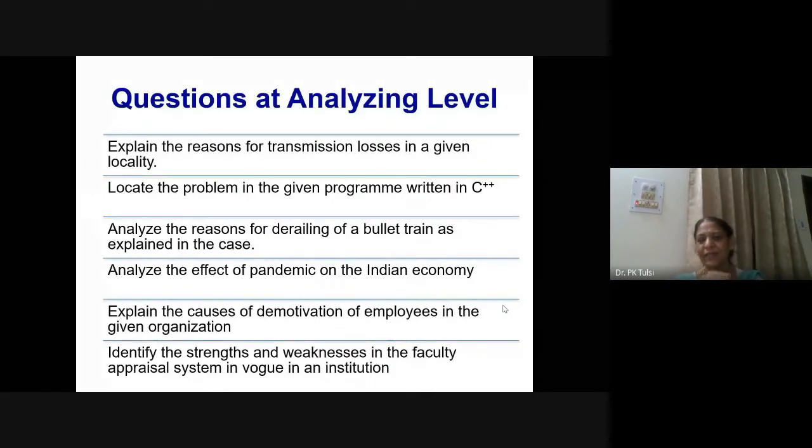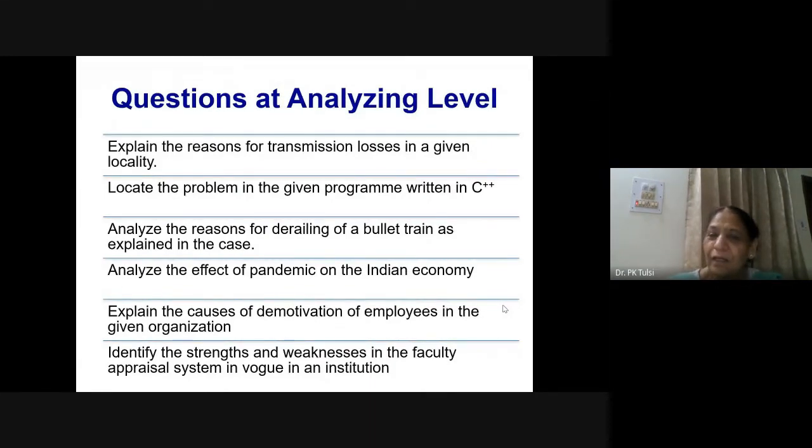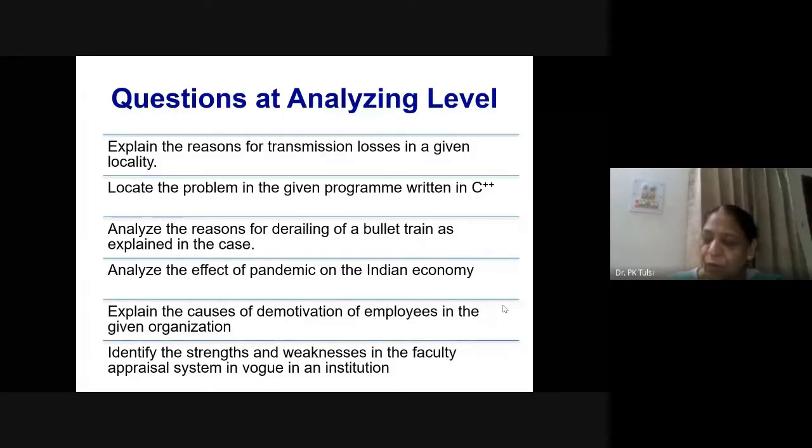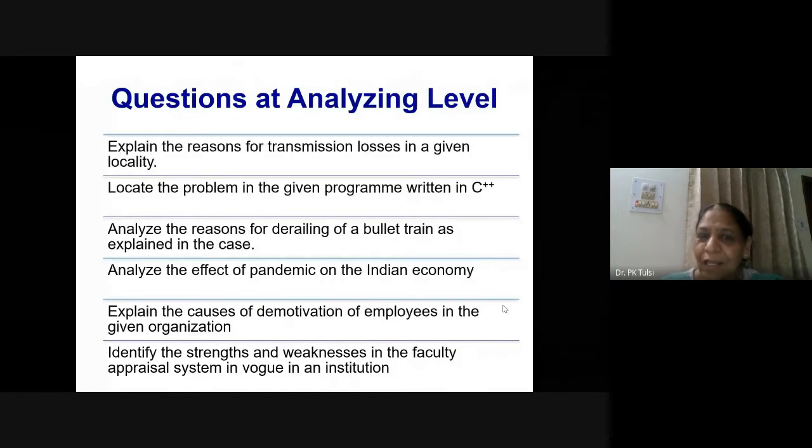Then the analyzing level. Now here, I have yesterday also focused on this. If you ask for a phenomenon, or process, or a consequence, then it is at the understanding level. But if you have given him a situation and he tries to apply the learned knowledge and then identify the reasons, then it is at the analyzing level.